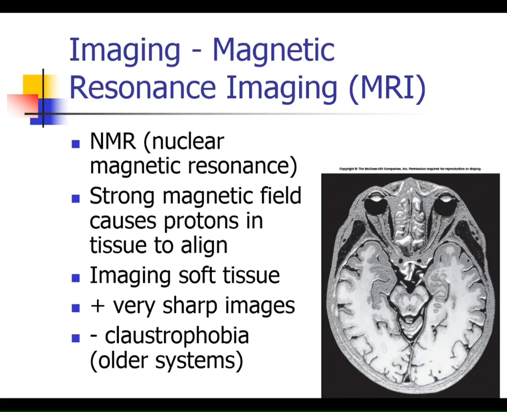There are MRIs. This is using high energy magnets, and basically what those magnets are doing is realigning the protons in the tissue. These are great. MRIs are great for soft tissue. So CTs are great for hard tissue, like bony things. MRIs are great for soft tissue and very, very sharp images.